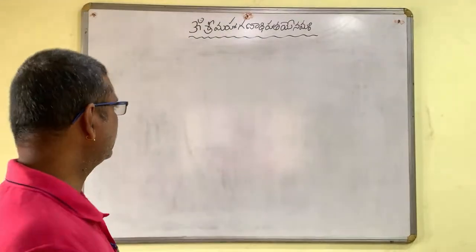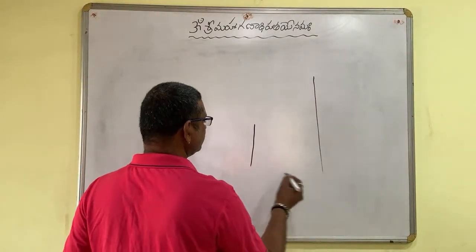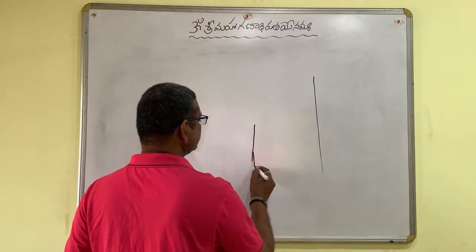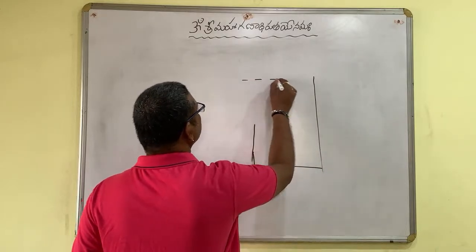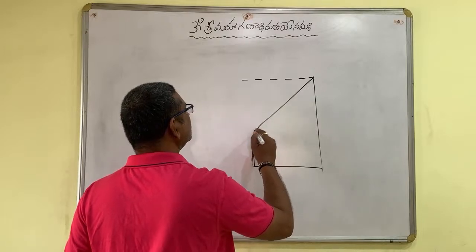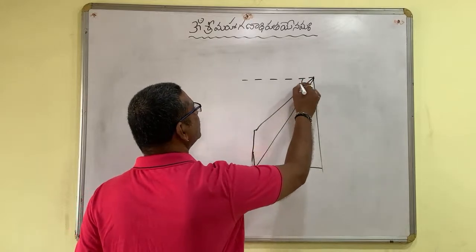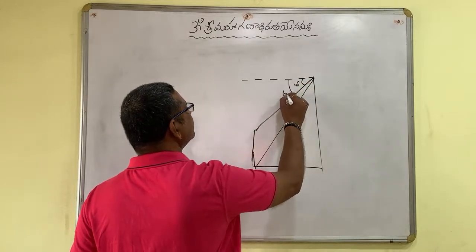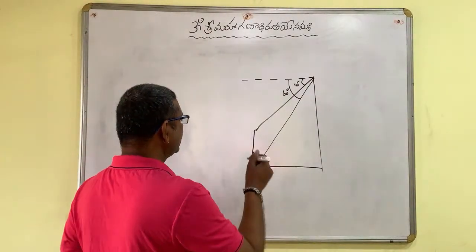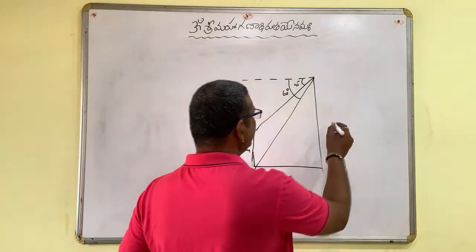So there is a building, a 50 meters high building, and there is a tower. From the top of the tower, the angles of depression of the top and bottom of the building are given respectively as 45 degrees and 60 degrees. This is the 50 meter high building and this is a tower. We don't know what its height is.